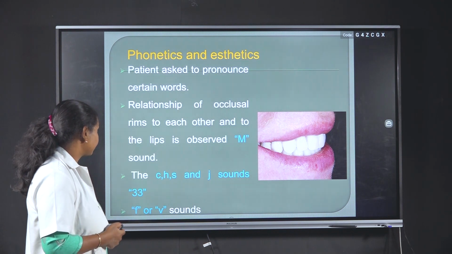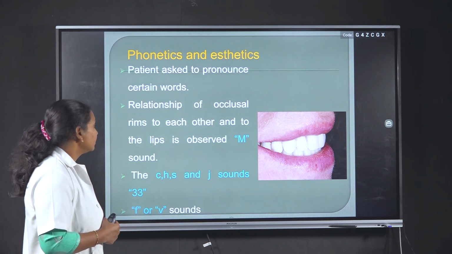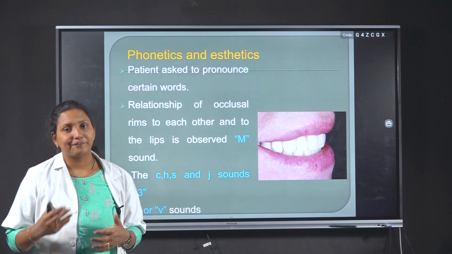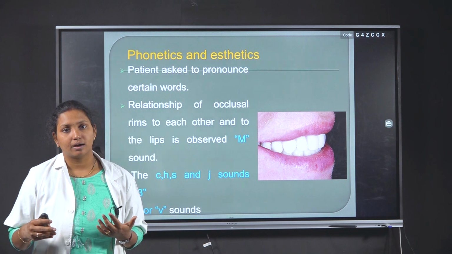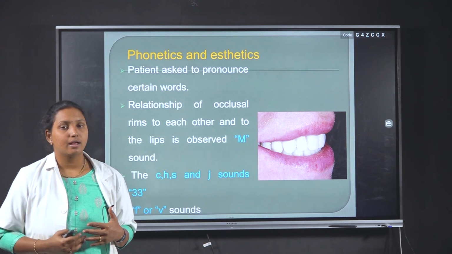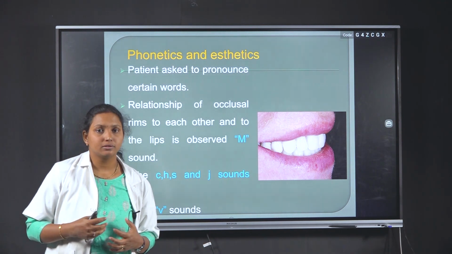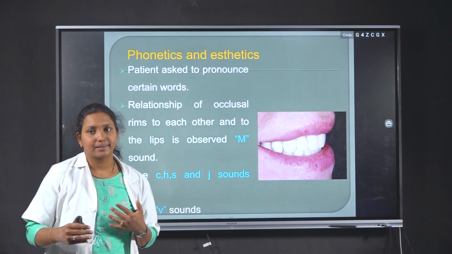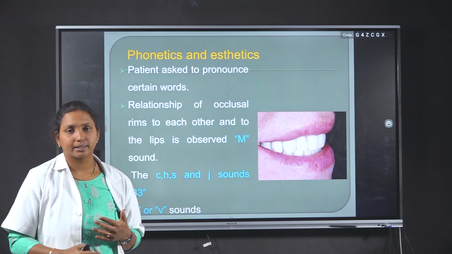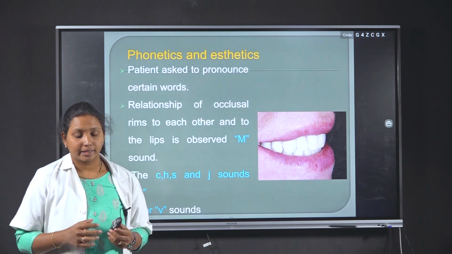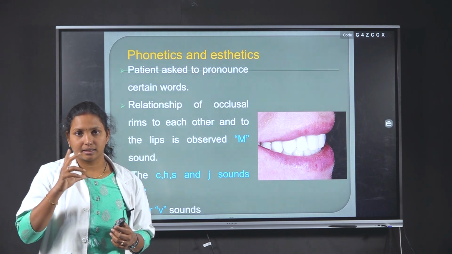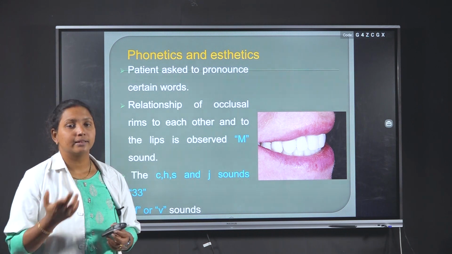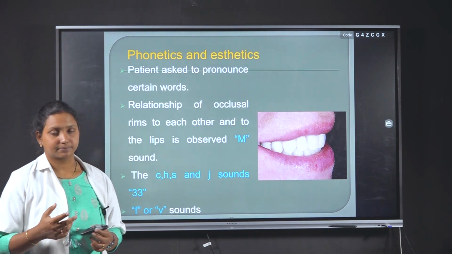Phonetics and aesthetics. We will ask the patient to pronounce some sounds to evaluate whether our vertical jaw relation is correct or wrong. Suppose we ask the patient to pronounce the letter S. When the patient pronounces S, there should be some space between the upper and lower teeth. If the teeth are touching when the patient says S, then you should correct your vertical dimension.